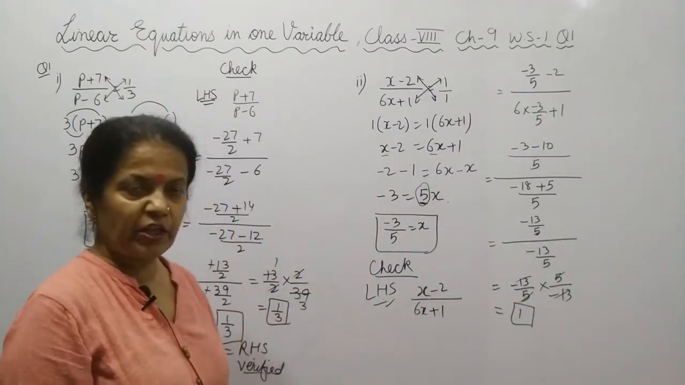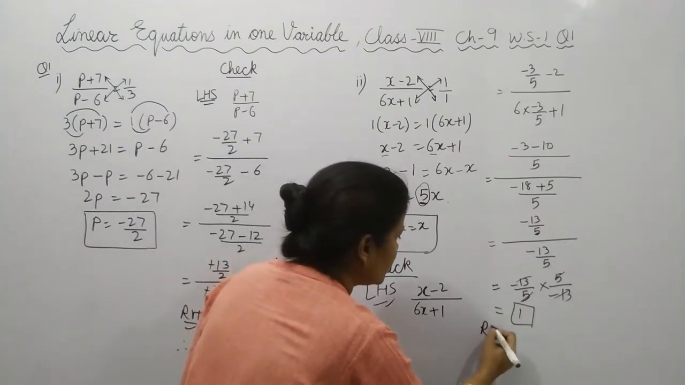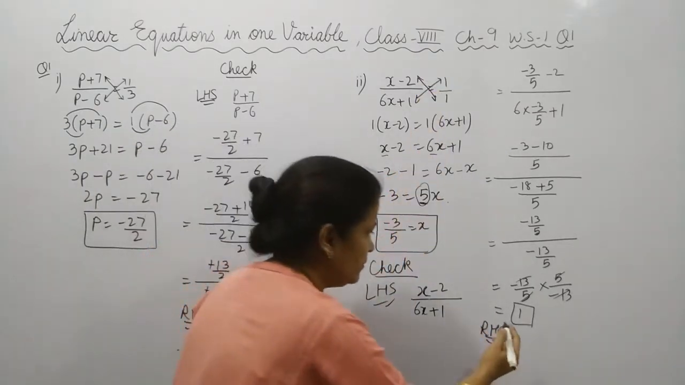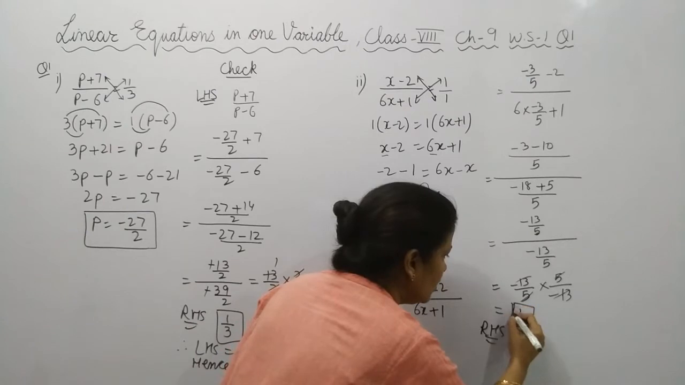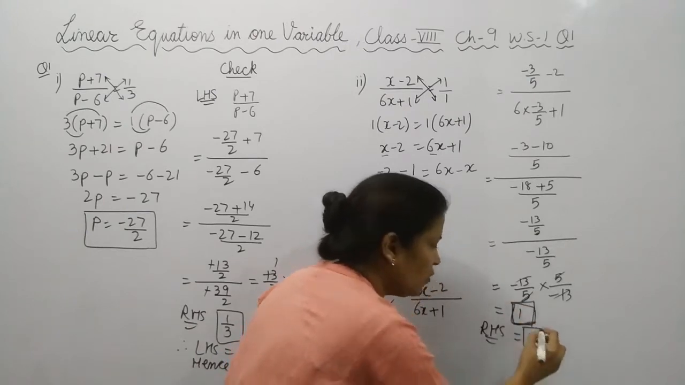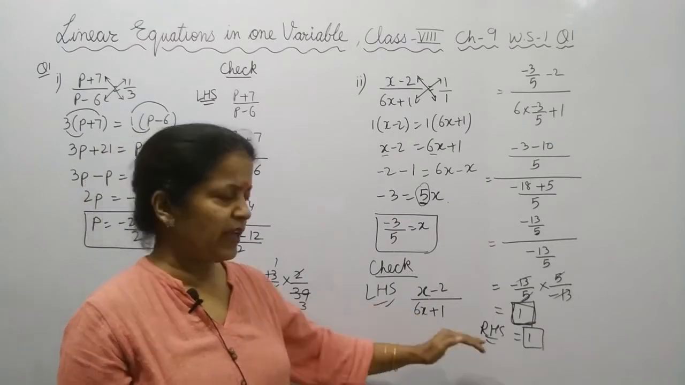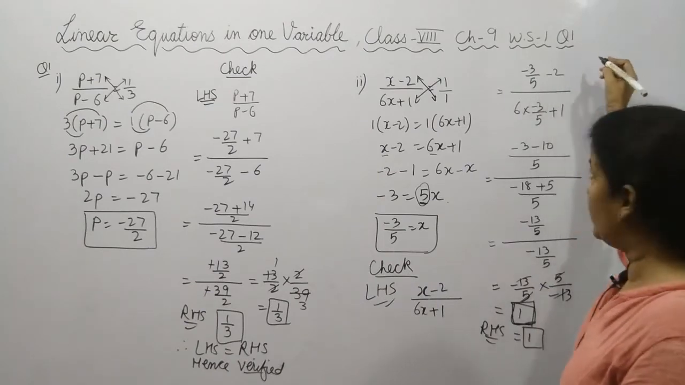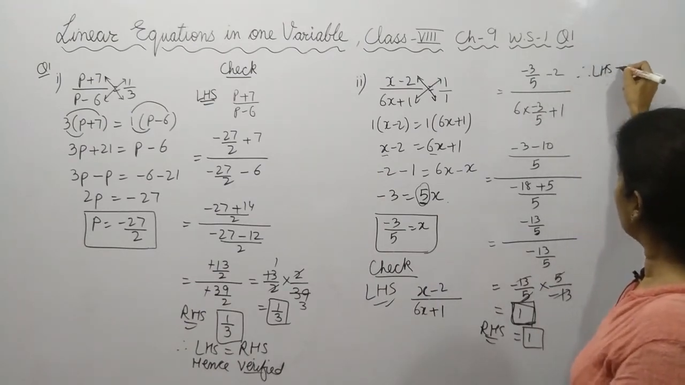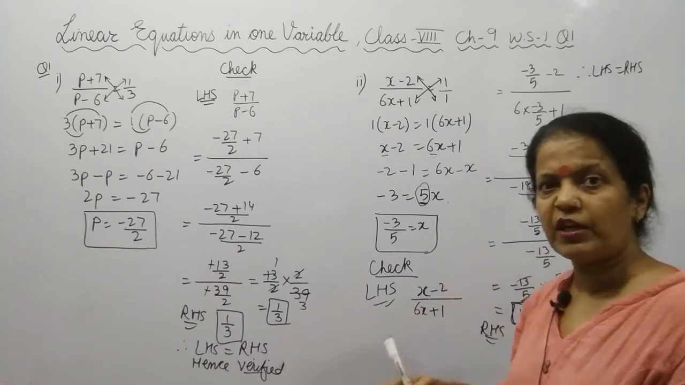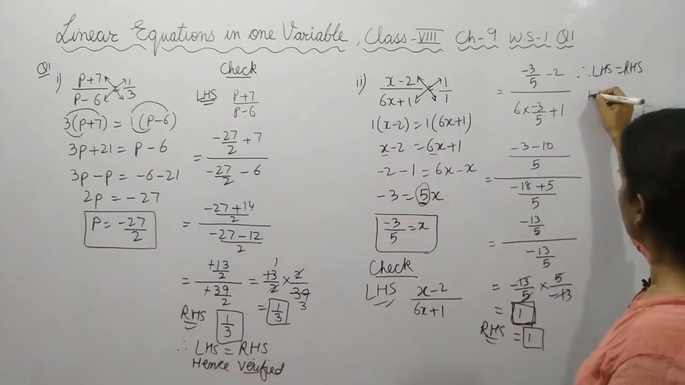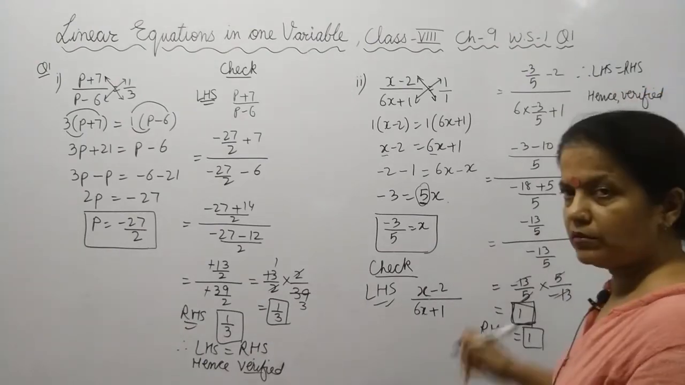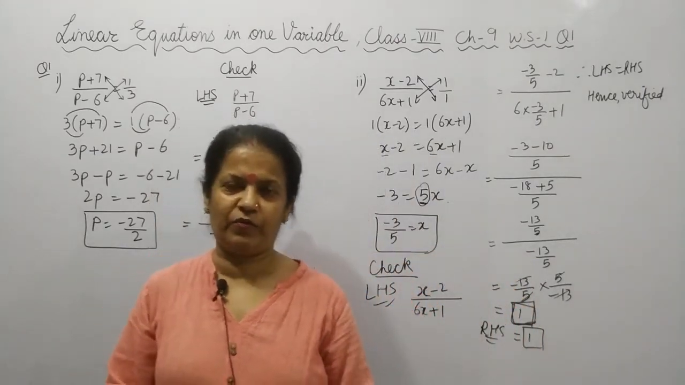Now let's see RHS. RHS means right hand side. The right hand side is 1 here. So what do you observe? Both LHS and RHS are the same. So therefore, how will you end up? Therefore, LHS equals RHS. Hence verified. I hope these two questions are clear to all of you.